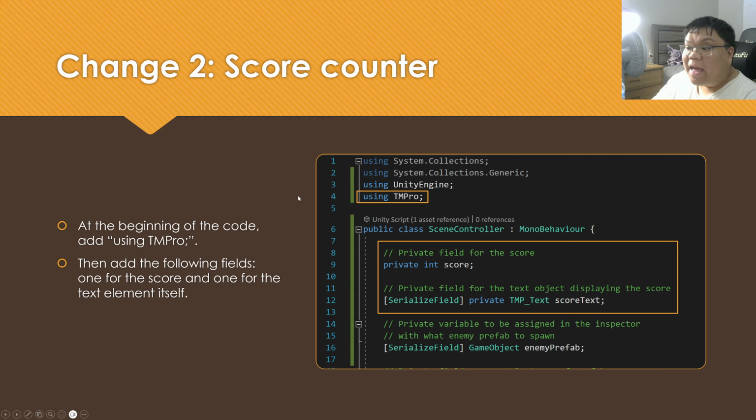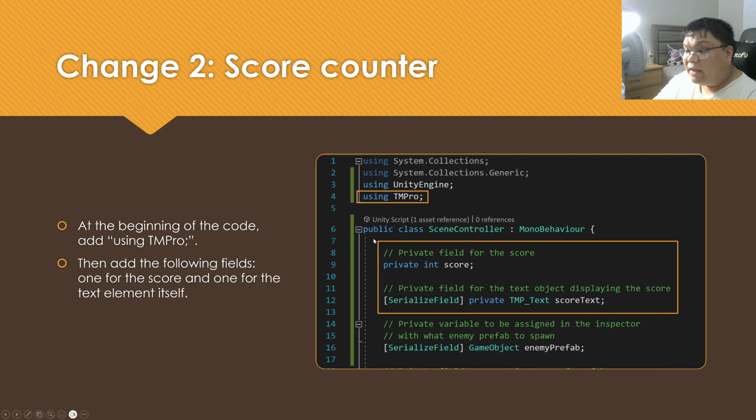So begin by using TMPro; at the top of your code here. All of these are different namespaces that your code is using. TMPro is a namespace that contains, among other things, the TMP_Text data type used for text objects in Unity.